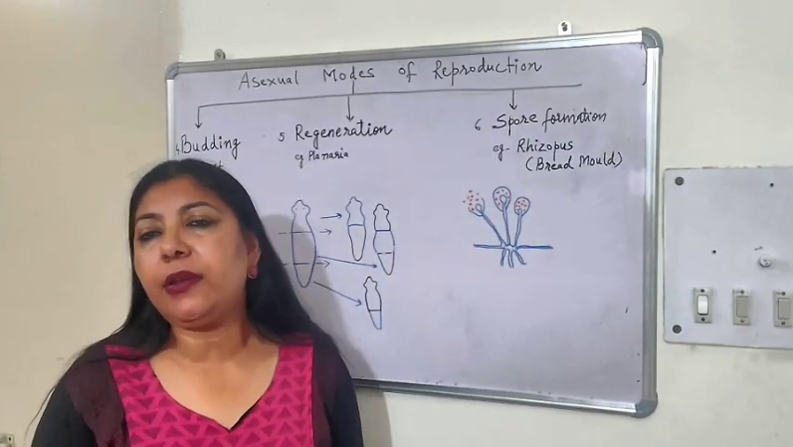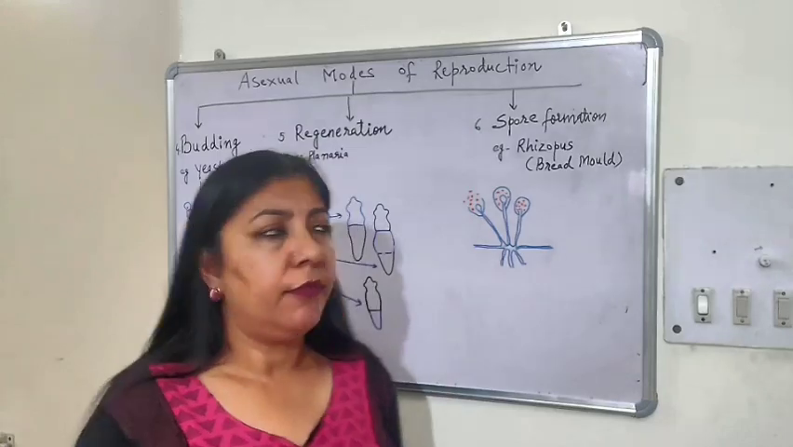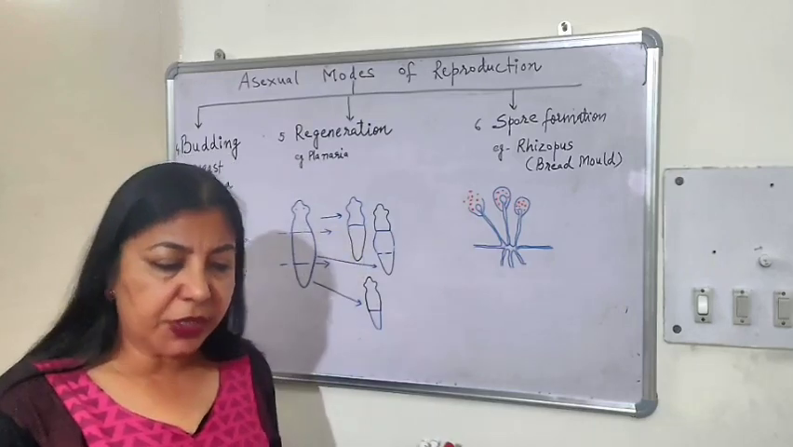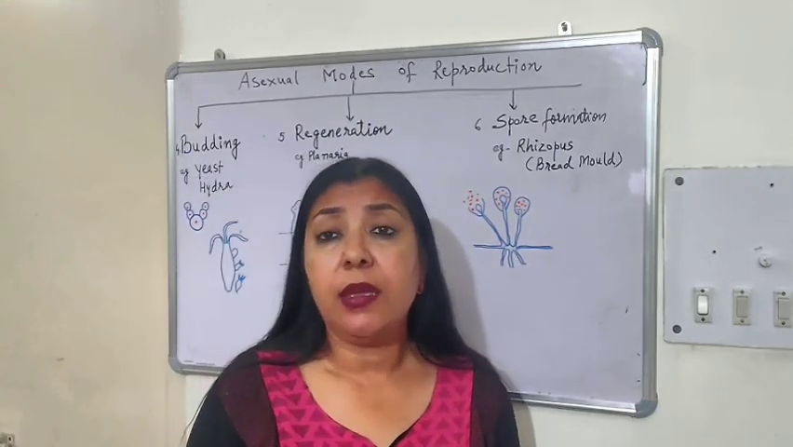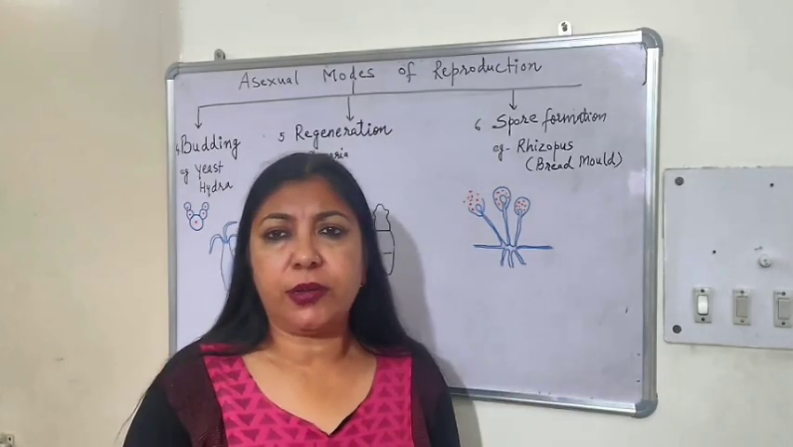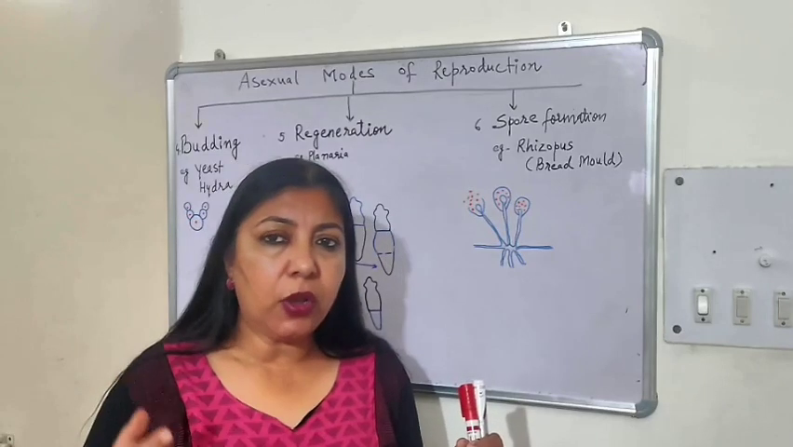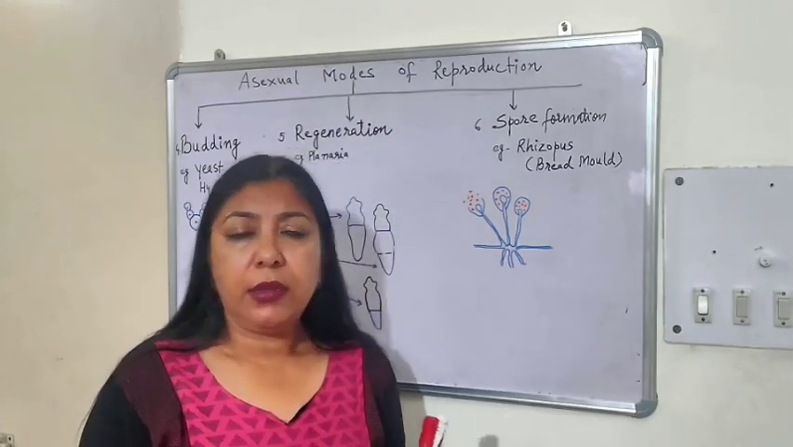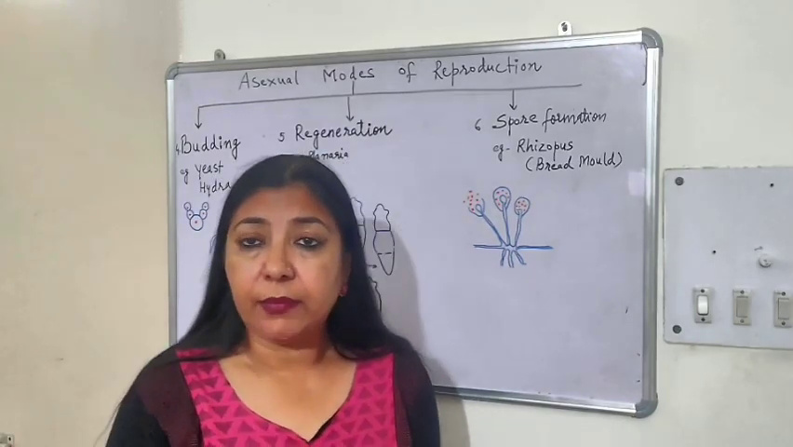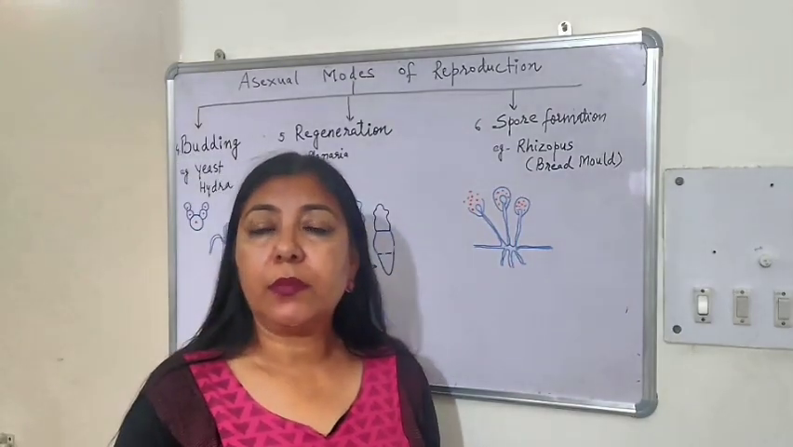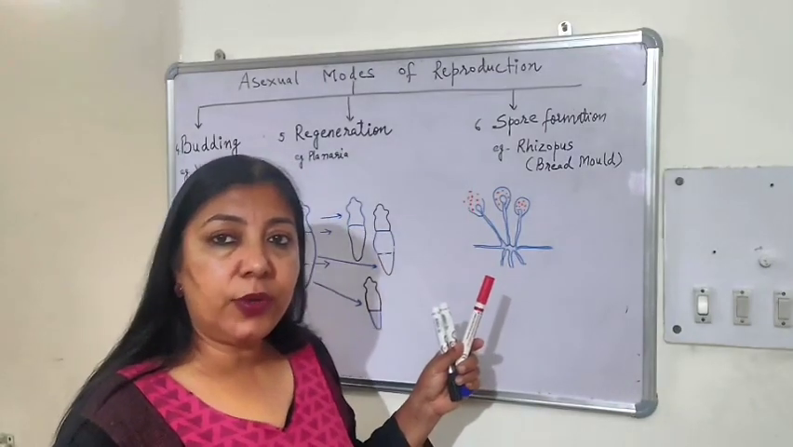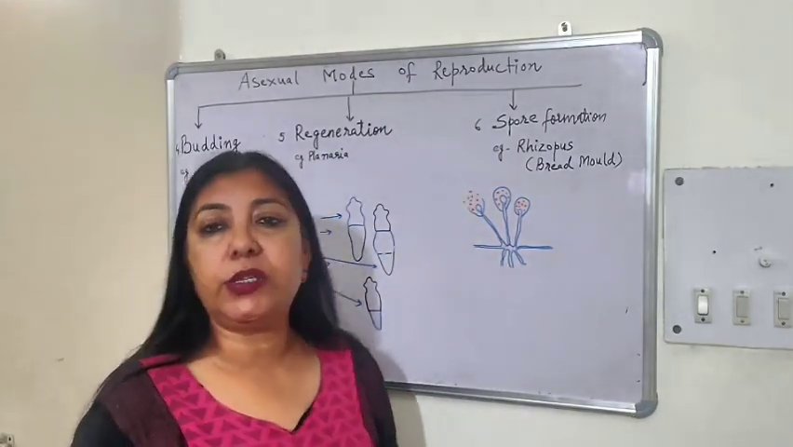Spore formation is a characteristic feature of fungi, which is very commonly seen in Rhizopus, bread mold. You must have seen, especially in seasons like the rainy season, there is dampness, a lot of moisture and a lot of heat. So because of this hot and humid weather, sometimes you might see some kind of fungus growing on the bread. So that is called bread mold.